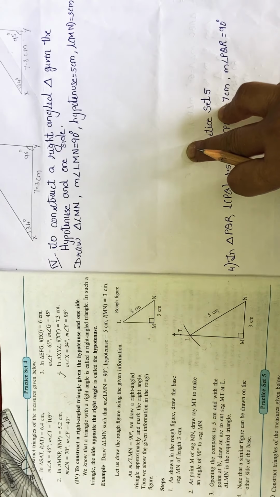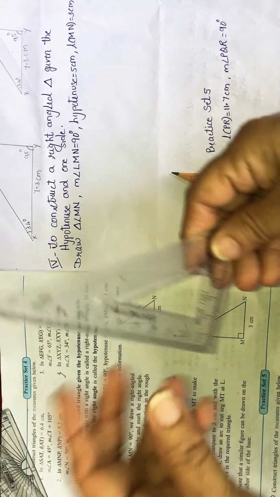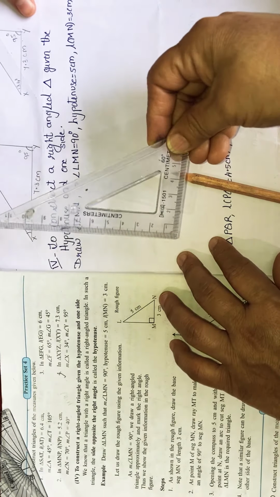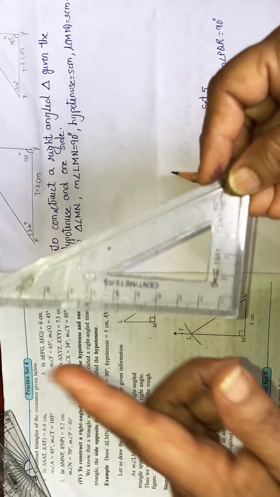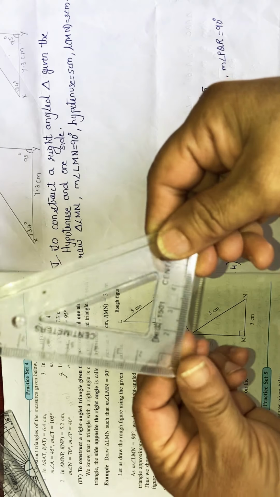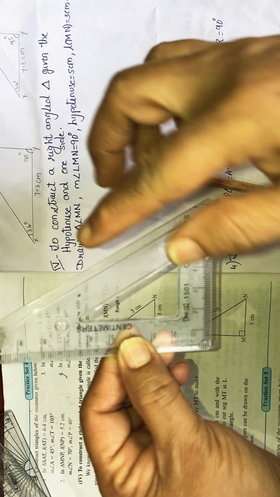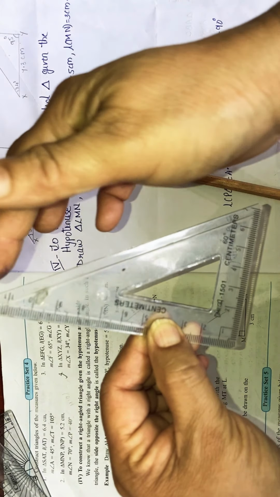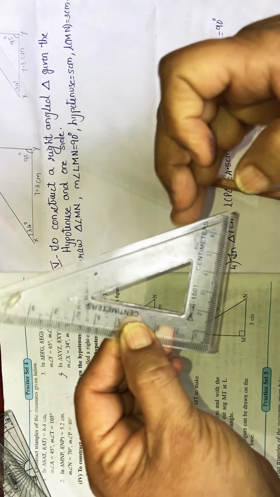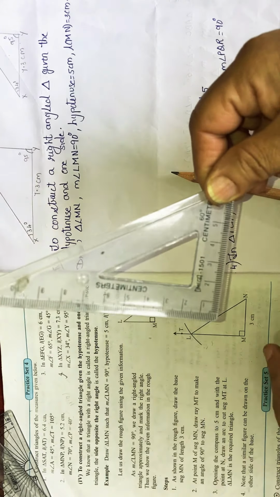Now you must have seen your set square. This is a right angle set square. In this set square, this is the right angle. Yeah, and this side is opposite to the right angle. It's called as the hypotenuse. And you can observe that this hypotenuse is the longest side of the triangle.